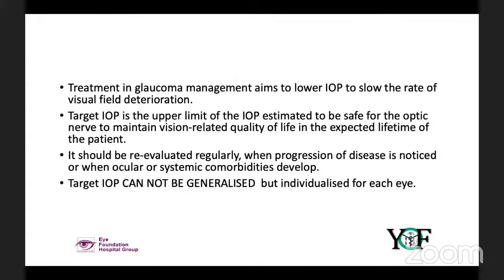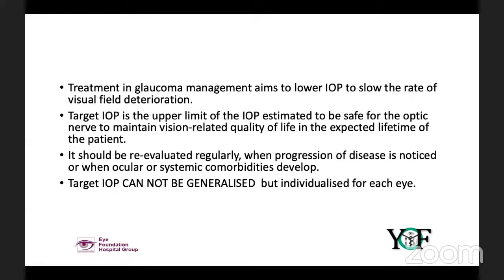Treatment in glaucoma management aims to lower intraocular pressure to slow the rate of visual field deterioration. Target intraocular pressure is the upper limit of the intraocular pressure estimated to be safe for the optic nerve to maintain vision-related quality of life in the expected lifetime of the patient. It should be reevaluated regularly when progression of disease is noticed or when ocular or systemic comorbidities develop.